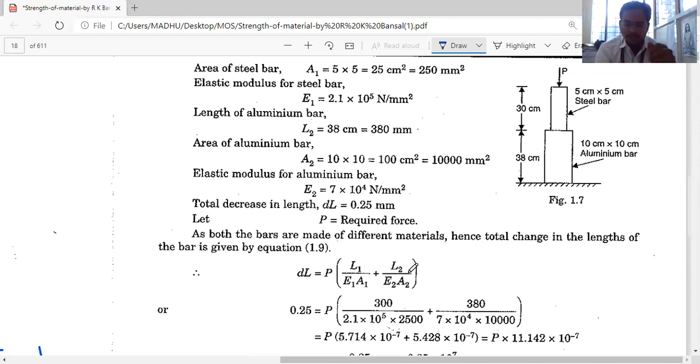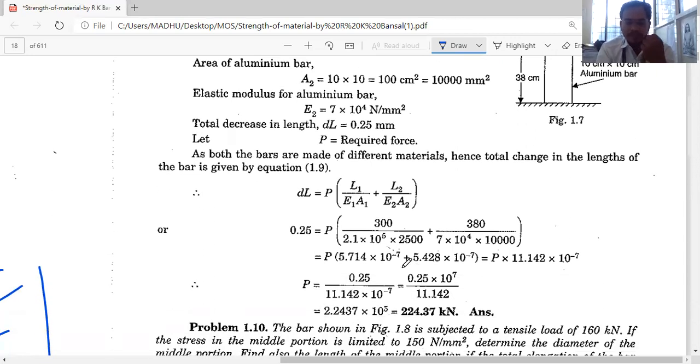Here the load acting is the same only. So by using this, we can find out 0.25 is equal to P into 300 by 2.1 into 10 power 5 into 2500 plus 380 by 7 into 10 power 4 into 10,000, because these values are from the respective lengths, areas, and Young's modulus. So P is equal to 0.25 divided by the value, and finally we get 224.37 kilonewton. Here this length is decreasing, meaning it is subjected to compression.